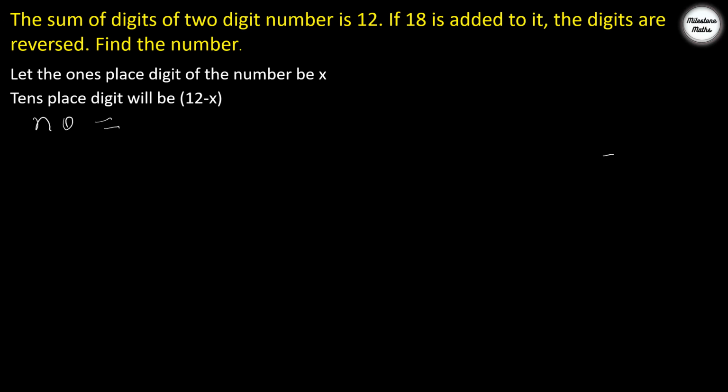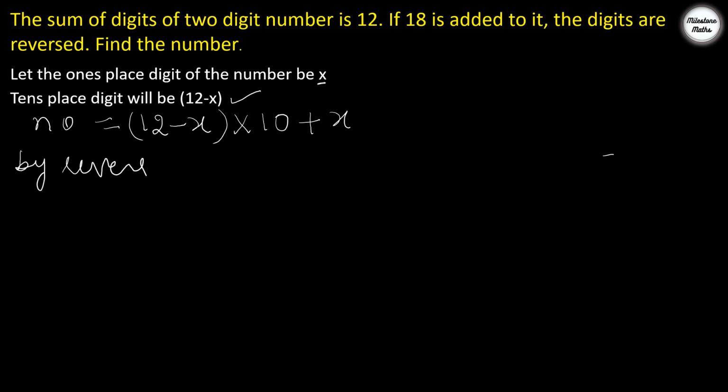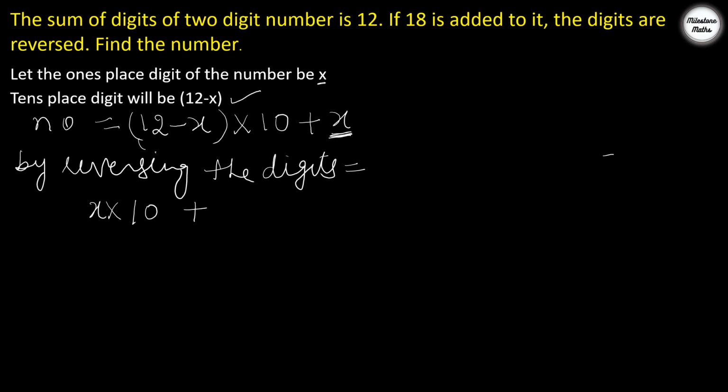see, this is at the tens place, right? So the number formed is (12 minus x) multiplied by 10 plus x, because x is at the ones place digit. Now if you reverse the digits, what will you get? This will be at the tens place now, so it is x multiplied by 10, that is 10x, and then the ones place, this will go to the ones place, so it is 12 minus x.